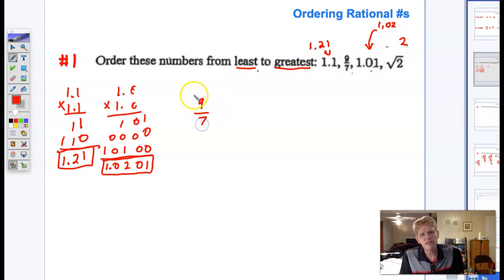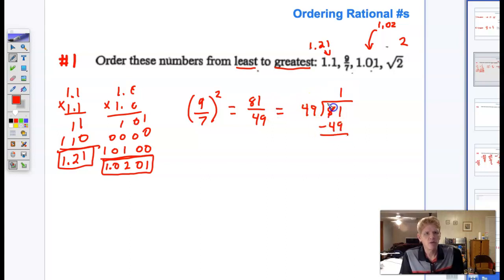Now to square the 9/7, we're going to square the top and the bottom. That's going to give us 81 over 49 because 9 squared is 81 and 7 squared is 49. And then we'll divide those two. We really don't have to go much further than that. 1.6 will tell us what we need to know.